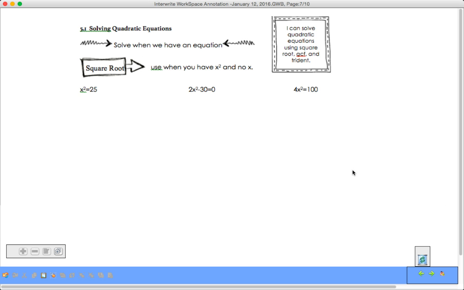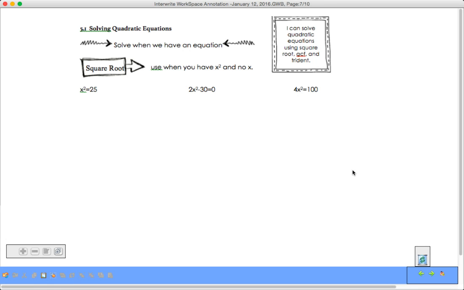All right, we're going to be talking about 5.1, solving quadratic equations. So we need to solve when we have an equation, which means when we have an equal sign. Up until this point, we've been talking about quadratics and how to factor them. We're still going to use that, but now we're going to take it one step further.